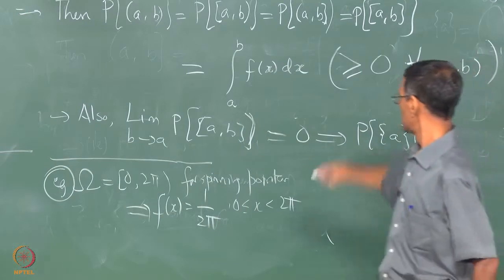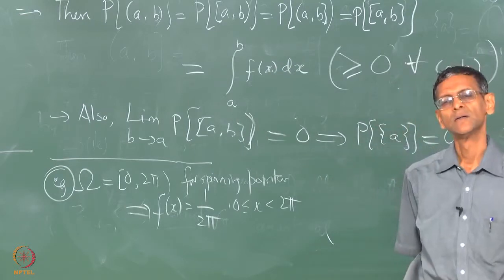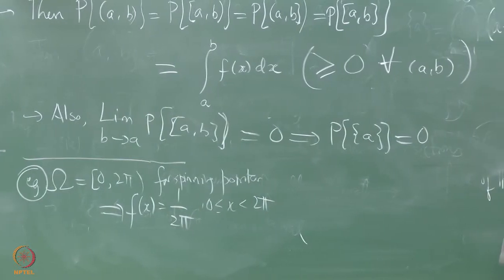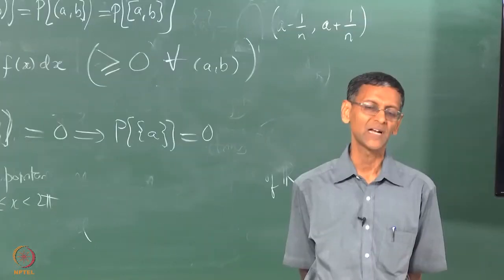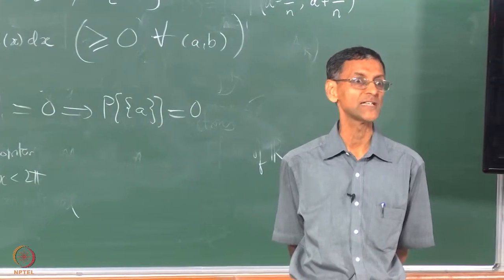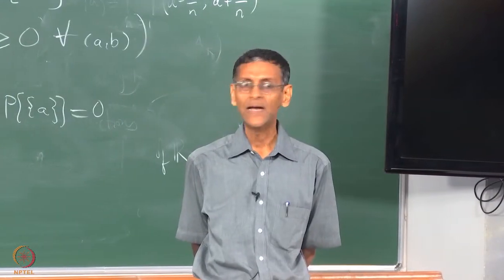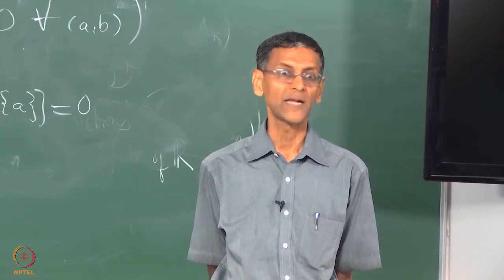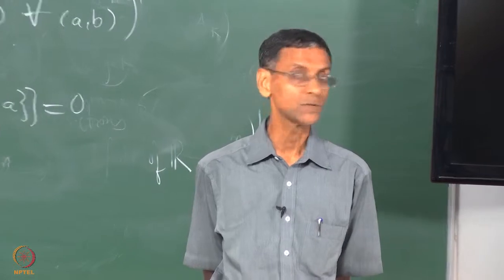What does this mean? It says that no interval is going to be favored over any other interval of the same width. The probability of the pointer coming to rest in the interval 0 to pi by 4 is exactly the same as for any other interval of width pi by 4. The probability is dependent only on the width of the interval, not on the location.